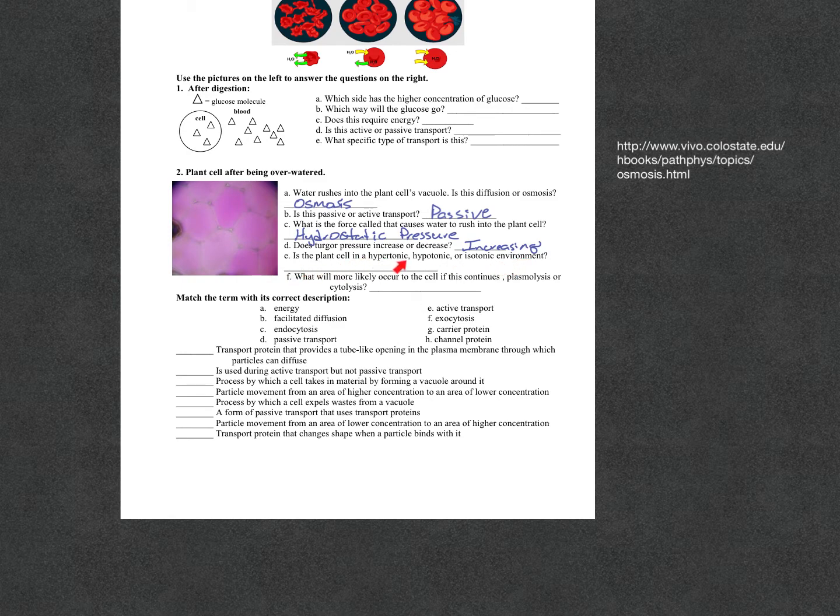Is the plant cell in a hypertonic, hypotonic, or isotonic environment? So are these cells in an environment that has higher salt? If it was, these would shrink, they wouldn't swell. So it's not hypertonic. If it were in an isotonic environment, they wouldn't increase at all. So the only way to get water through osmosis to rush in is if they're in a hypotonic solution. So the word here is going to be hypotonic.